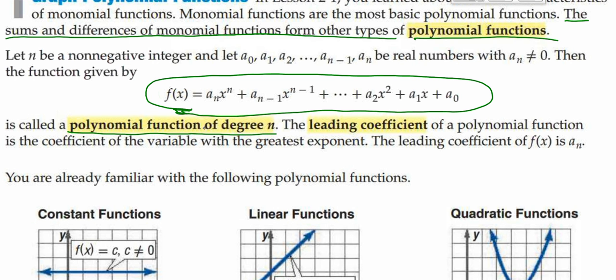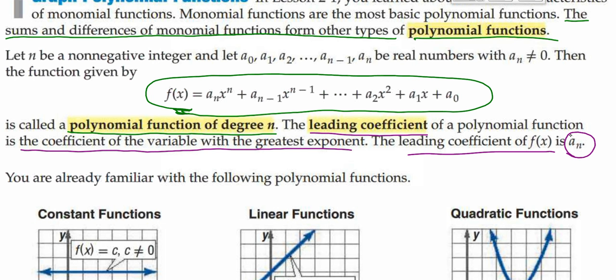The leading coefficient is the coefficient of the variable with the greatest exponent. So the leading coefficient in this case is a sub n. You do have to find the highest power of the variable, and then the coefficient in front of that is the leading coefficient, even if it's not written as the first thing that you see.